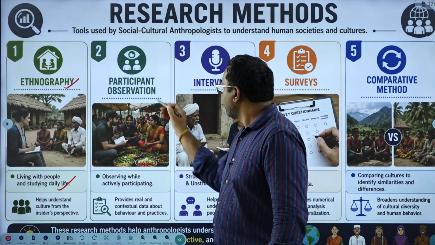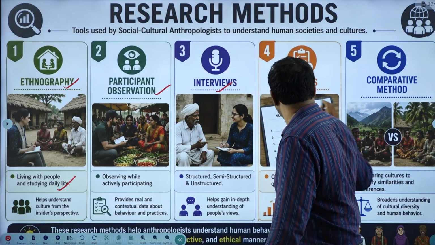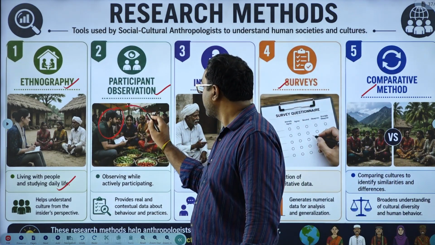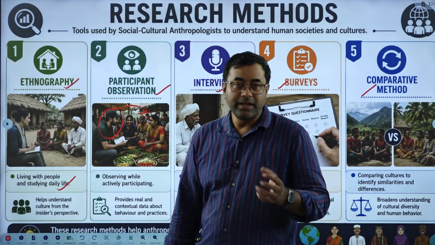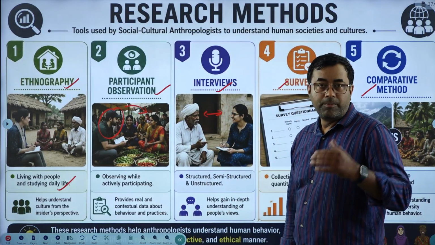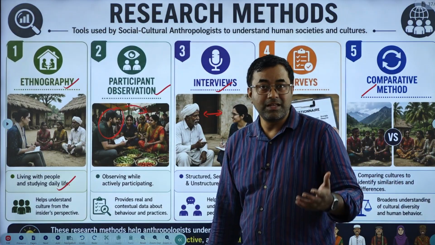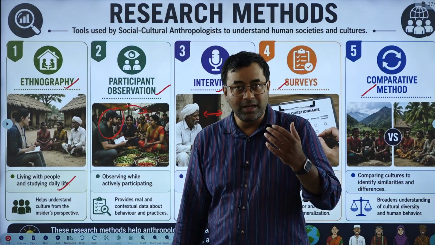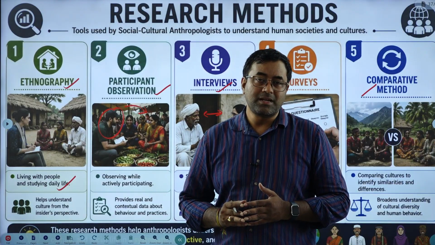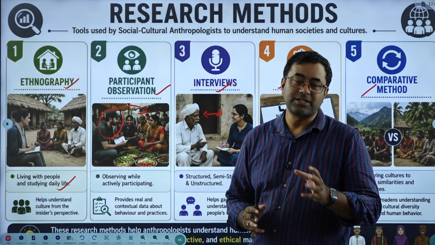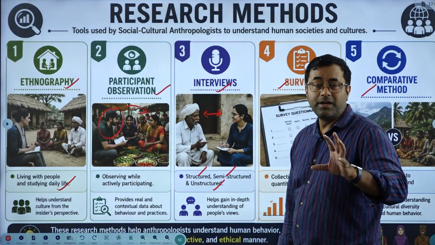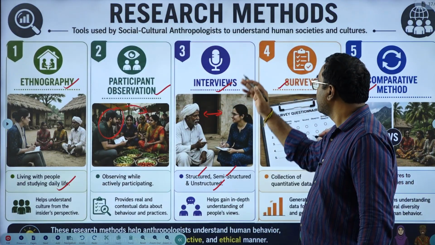In ethnography, there are participant observation, interviews, surveys, as well as the comparative method. Participant observation means the anthropologist directly interacts with the people in their own cultural setting, gets the information, decodes it, and accordingly produces the theory. Interviews are one-to-one interactions between two people, where the anthropologist asks questions, either in the local language learned by the anthropologist or through interpreters, to get information from different sections of the people. Structured and semi-structured types of interviews are conducted, and it is considered one type of research method.